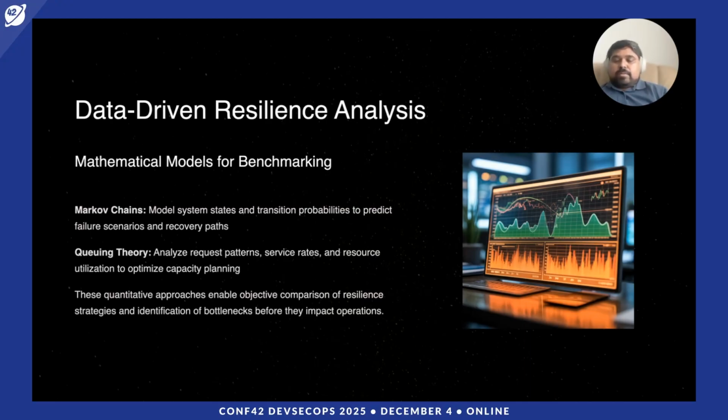These quantitative approaches enable objective comparison of resilience strategies. For example, should we spend $50K on active redundancy or $30K on chaos engineering? Math will show that redundancy reduces downtime by 15 hours per year and chaos engineering by 30 hours per year. So we choose chaos engineering.